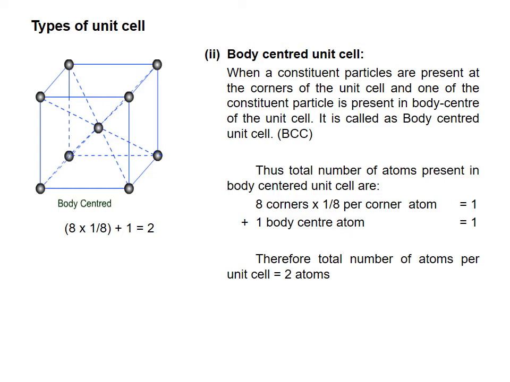Hence, there is 1 atom on the corner and 1 in the center. Total 2. Thus, we can say that every body-centered unit cell has total 2 atoms.